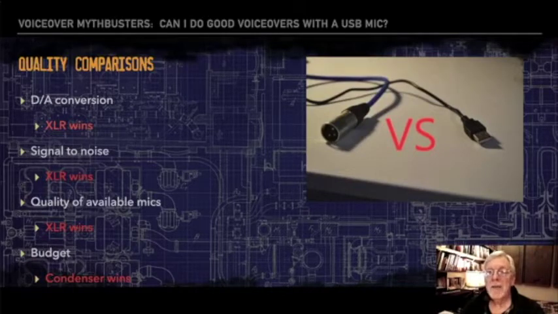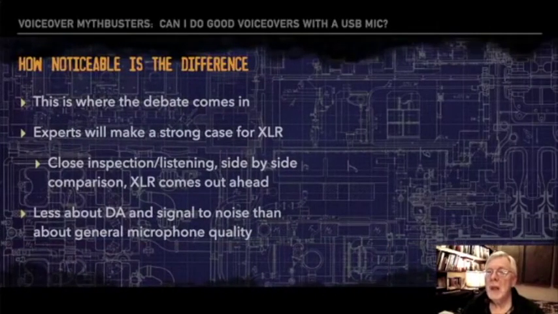The quality of available mics, XLR wins again because, or let's flip that around and say the higher end mics tend to all be XLR. And when it comes to budget, the condenser wins hands down because not only are the mics less expensive, but you don't have the interface box to have to purchase. So that really brings us down to this.